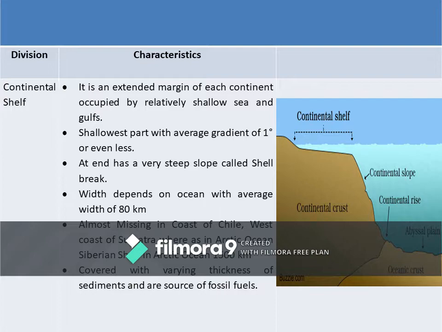So these sedimentary deposits are the sources of fossil fuels. So the important point about continental shelf is its gradient, its slope, its width, its thickness, and the presence of fossil fuels in it.